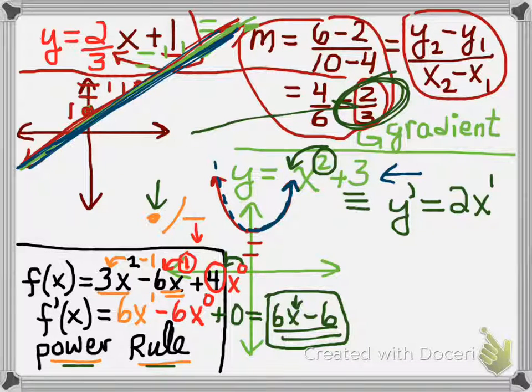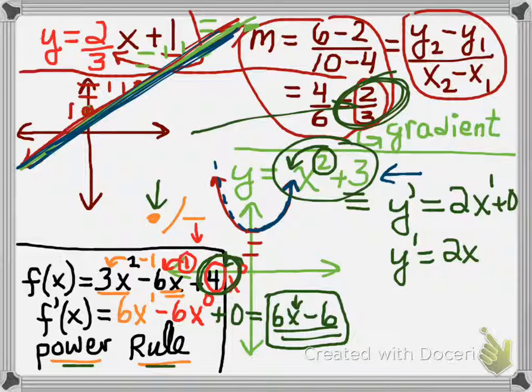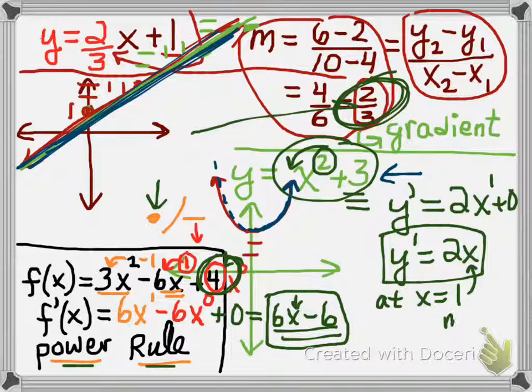And remember, every constant, like the 4 over here, the derivative or the slope of every constant is 0. Okay? So in other words, we would say that the gradient of this green parabola is 2x. Now, if I want to know the slope at particular x values, the slope at x equal to 1, all I have to do is plug in 1 there. So the slope at 1 would be 2 times 1, which is 2.